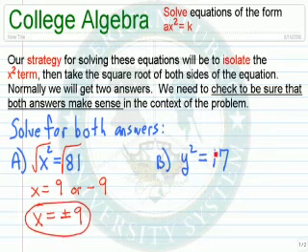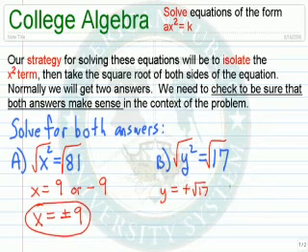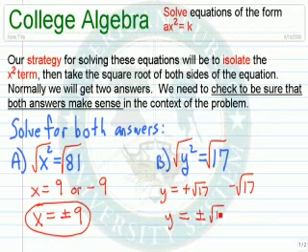How about if we have y squared equals 17? Once again, we take the square root of both sides. So y equals plus the square root of 17 and y equals negative the square root of 17. Or if we use this shorter form, plus and minus the square root of 17.